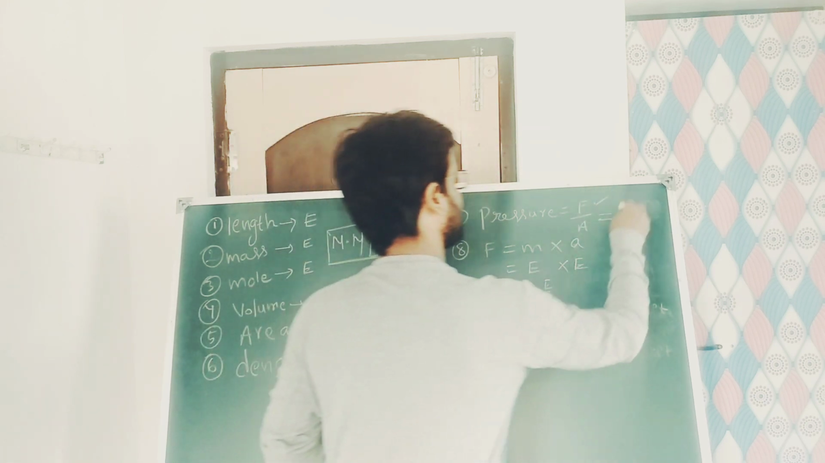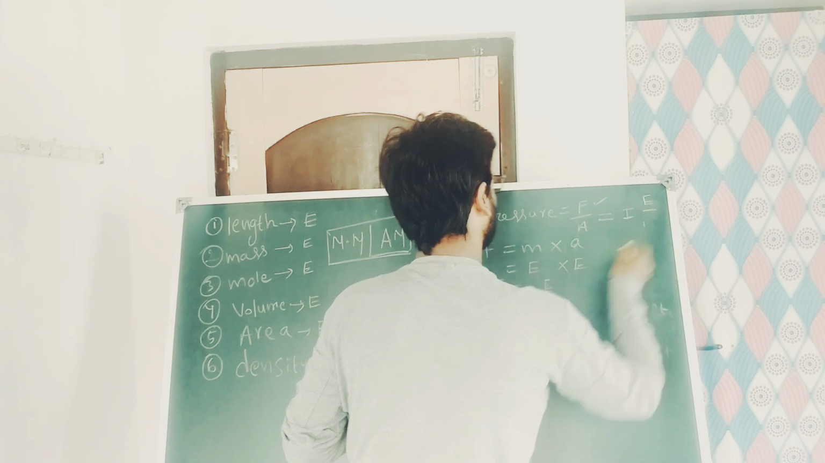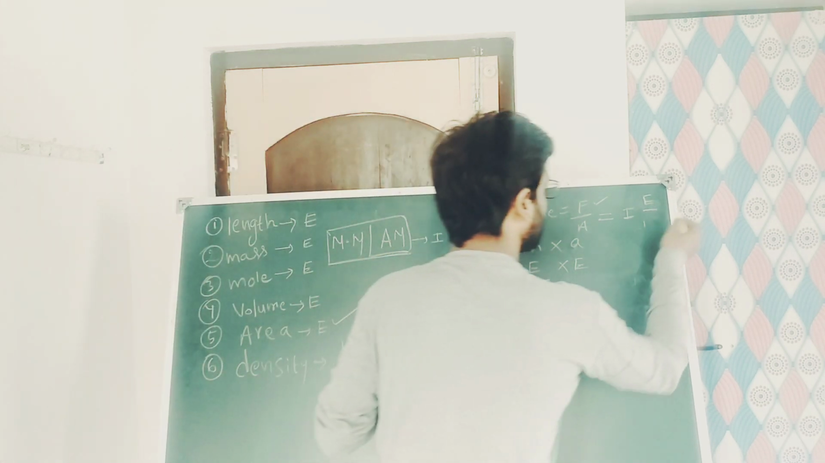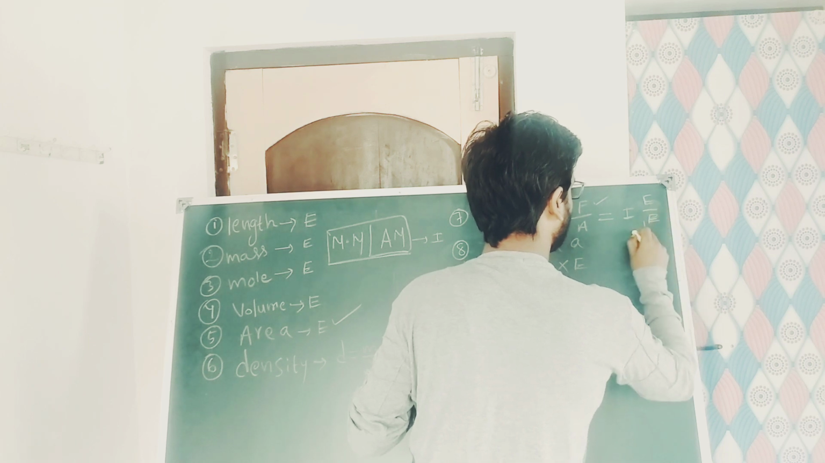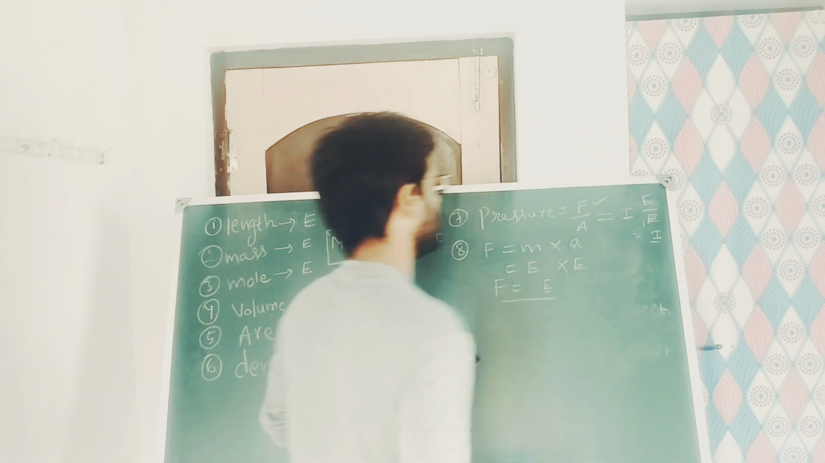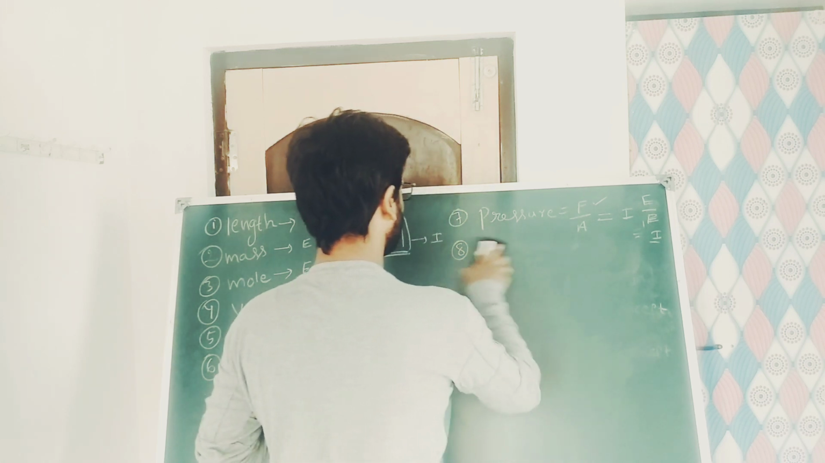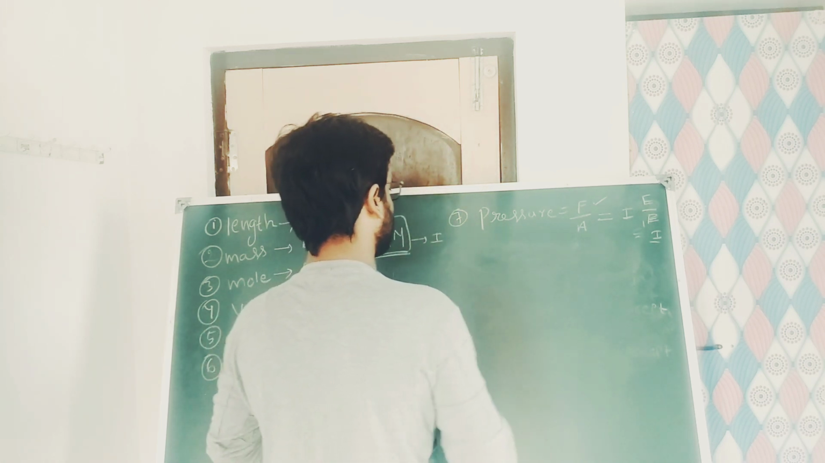So I can write here extensive. Right? We know area. So area is an extensive property here. I already discussed this. So extensive by extensive equal to intensive. So I discussed this conceptually as well as this trick. Okay. Next one.